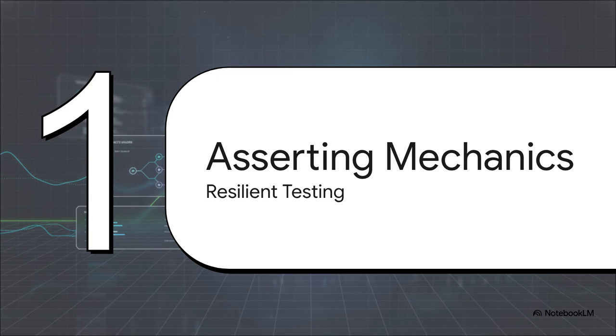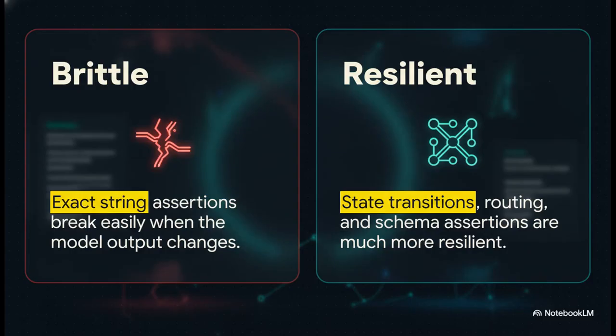All right, part 4, asserting mechanics over strings. This is the secret to resilient testing. So the crucial point here is understanding how to write resilient generated tests for apps built on non-deterministic models. On the left side, we've got brittle testing, asserting exact model strings. If you say assert output equals hello, your test breaks the second the model decides to say hi. It's super fragile. On the right side, though, we have resilience.